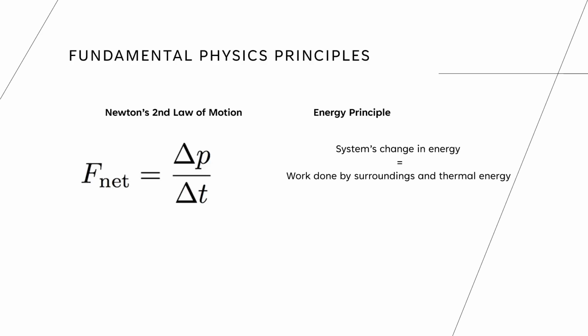Physics principles that we will be using. First, we have Newton's second law of motion, being that F net is equal to the change in momentum over the change in time. We are able to derive from this the position update formula and the velocity update formula, and other formulas as well, such as the kinetic energy formula that we use later on. And second, we have the energy principle, being that a system's change in energy is equal to the work done by surroundings and thermal energy together, which, as I said previously, we find is true in this case with the results of our model.